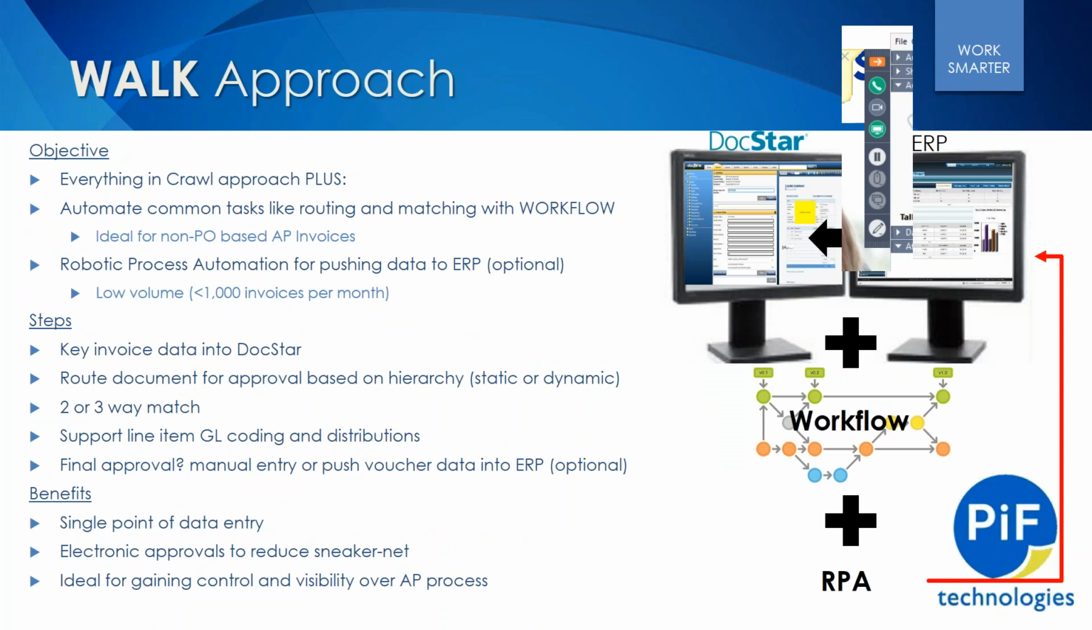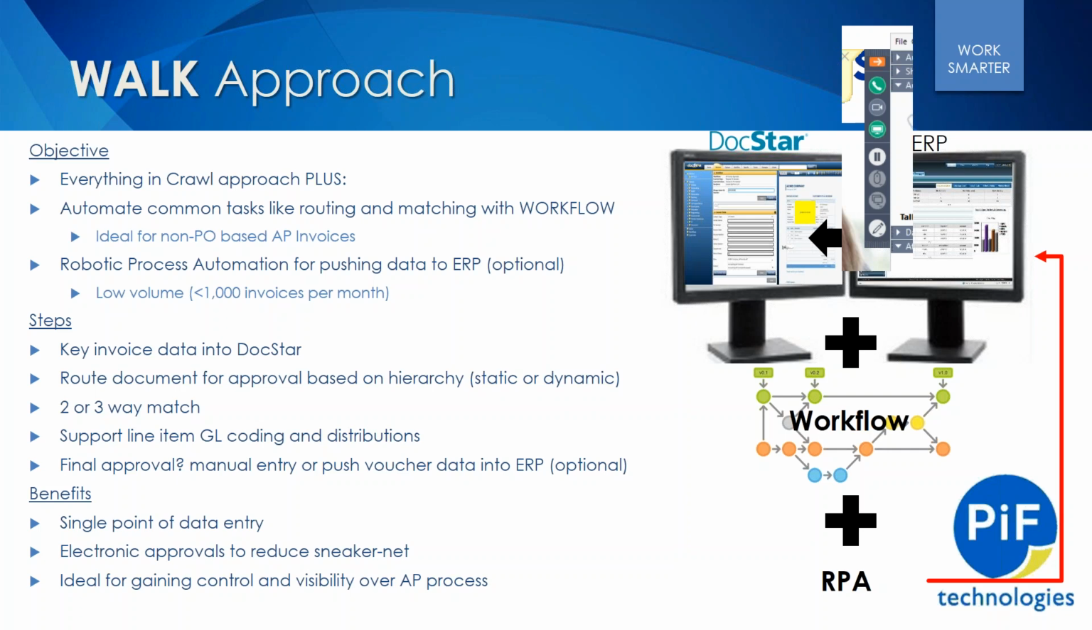The walk approach is a little bit more. Now we're starting to talk about automating with workflow. And certainly it's the walk towards run approach also, now that we have some of the data in the system, we then can route it and then push the data to another system. So the walking approach is ideal for situations where you don't want to push and pull data directly from your ERP, but more interested in the routing and approval. This is really ideal for non-PO based or non-inventory invoice routing because there is nothing to match against and there's no previous approval in your ERP system. You're going to need to do those approvals within DocStar.